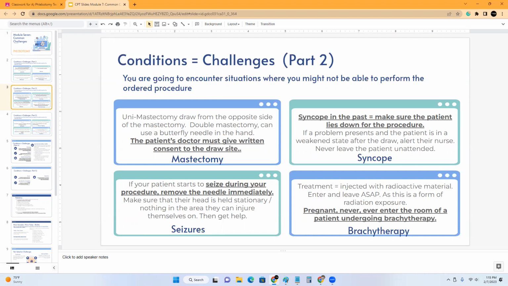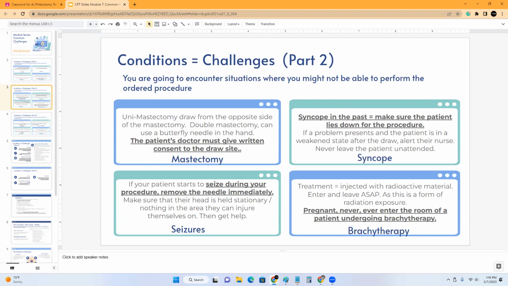Syncope is where a patient has or does pass out during a blood draw. If it is a known patient that passes out or has a syncopal episode, make sure the patient lies down before you even do it. You never want to leave an unconscious patient unattended. If they do pass out, you want to alert the nurse via the alert button if you're in a hospital setting or nursing home or inpatient. Otherwise, you would want to try to get a provider available as soon as possible.